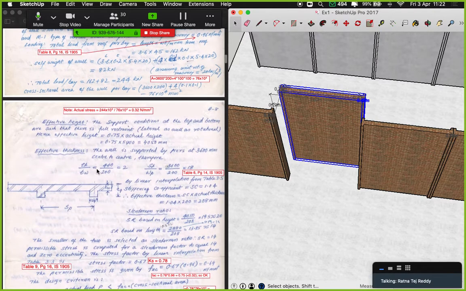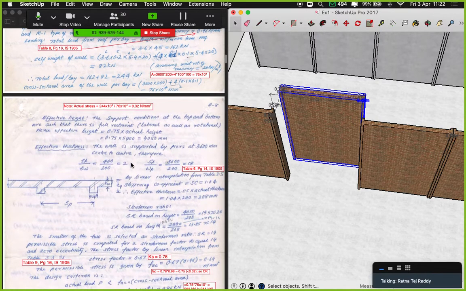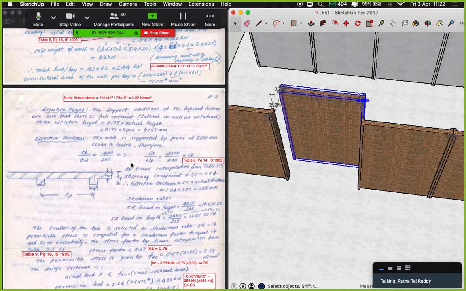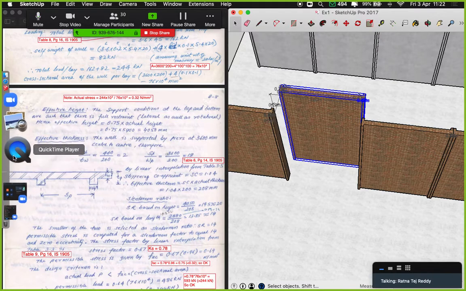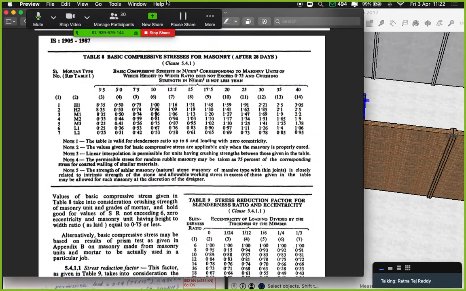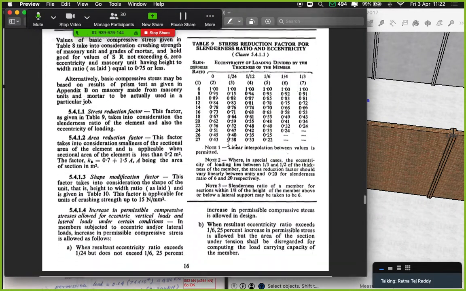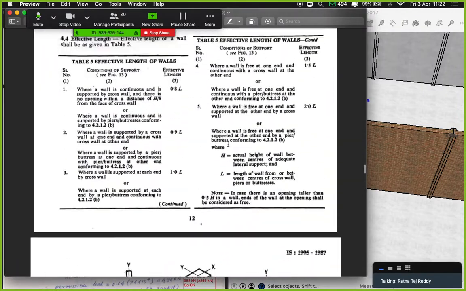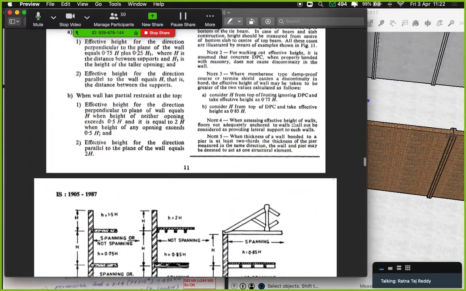let's go with the effective height. When it comes to the effective height, the first thing that comes to mind is the support conditions. What are the end conditions on top and bottom of that particular wall to consider in order to calculate the effective height? So when we come back to our IS 1905, to calculate effective height, we go to table 4. Yes, table 4.